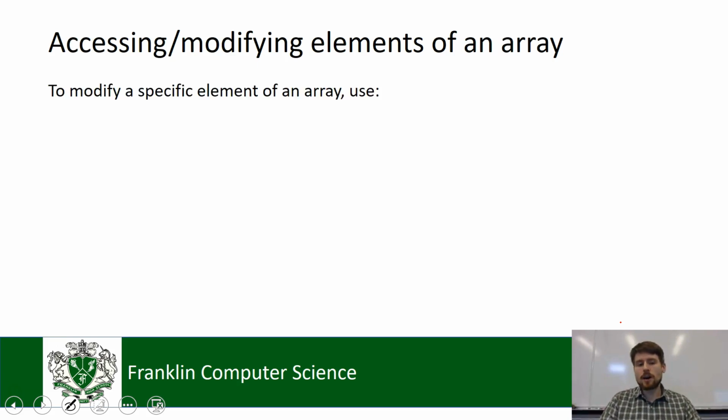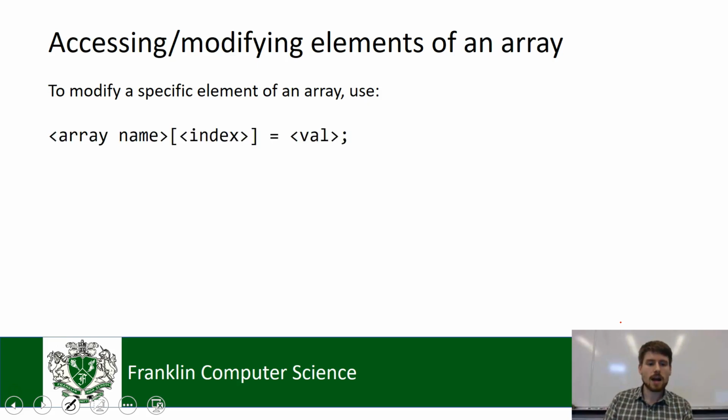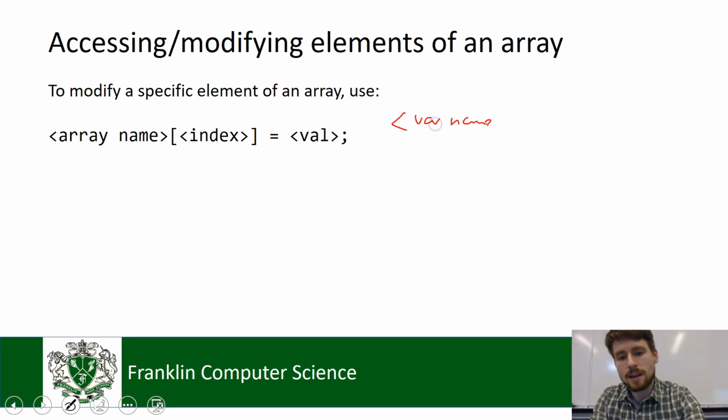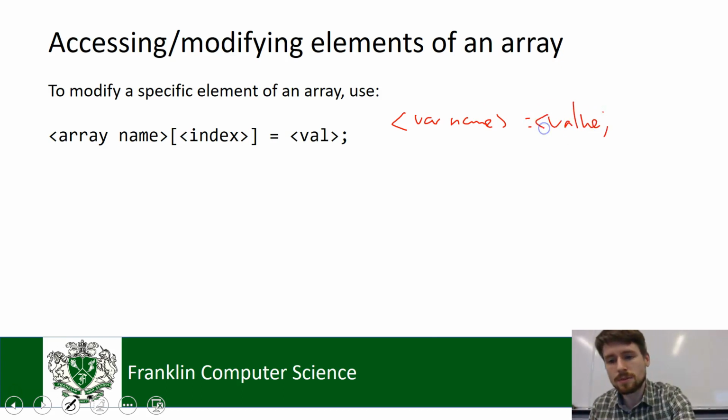If you want to modify or set an element of an array, you use this syntax. You say the name of the array, the index that you want to mess with, and then give it a new value. This is a lot like assigning a variable: variables go name and then equals value. The only thing different now is that we have to say which index. Do we want to change the thing in the first index, or the second, or the third, and so forth? That's the difference between assigning and modifying elements of an array.